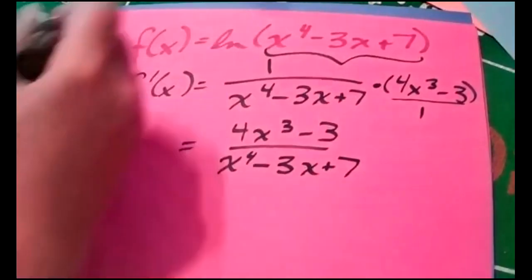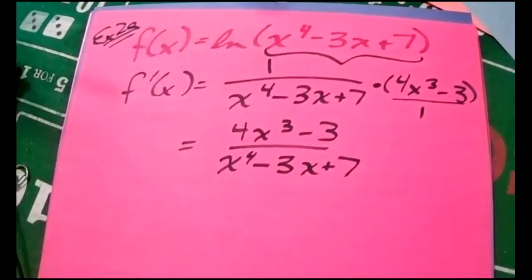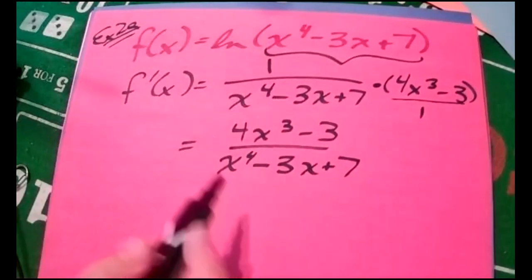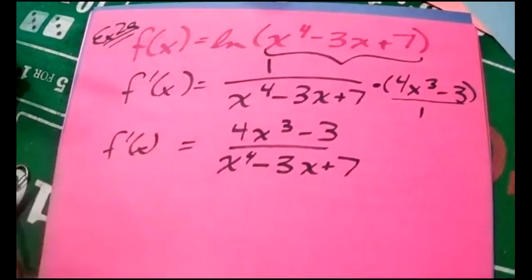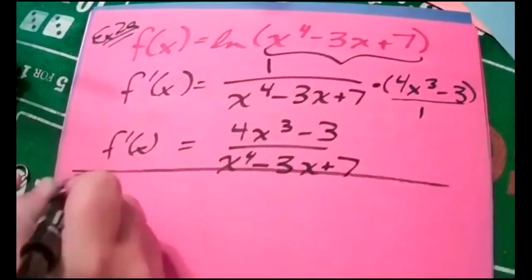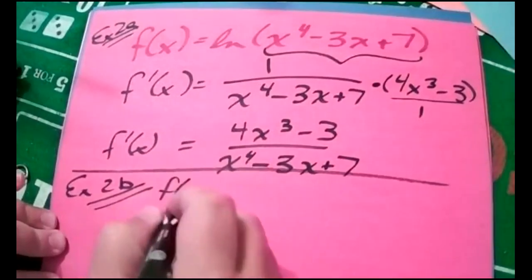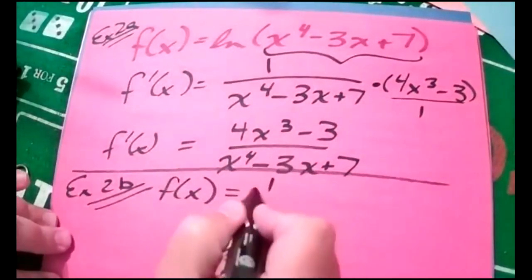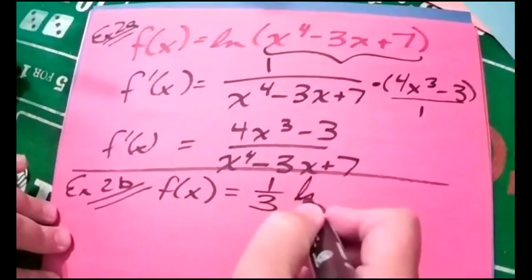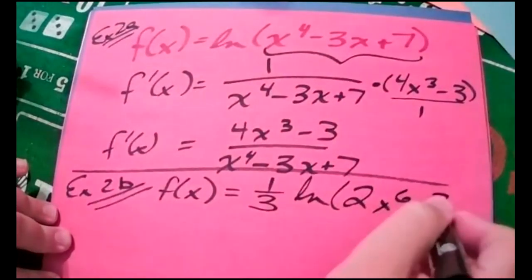All right, that's example 2a for your illustration purposes. I hope that makes sense. Okay, that's what we mean by f prime of x there using the natural log. In example 2b, we have a very similar case, except we have a multiplier out front. We're telling you f of x equals 1/3 natural log of the quantity 2x to the 6th minus 3x plus 2.